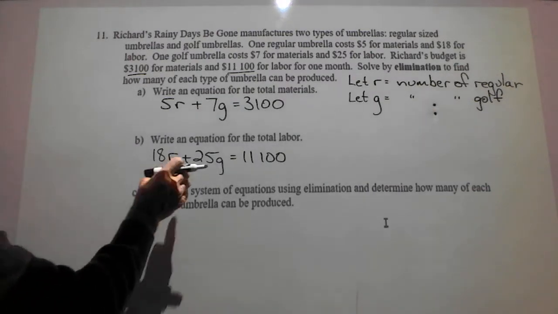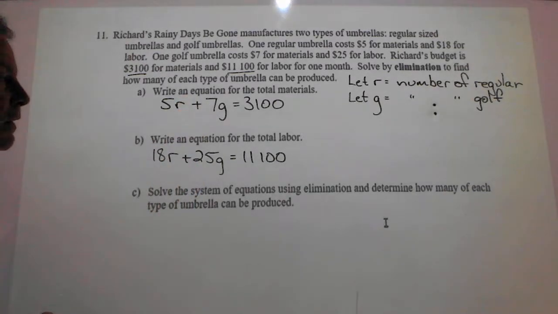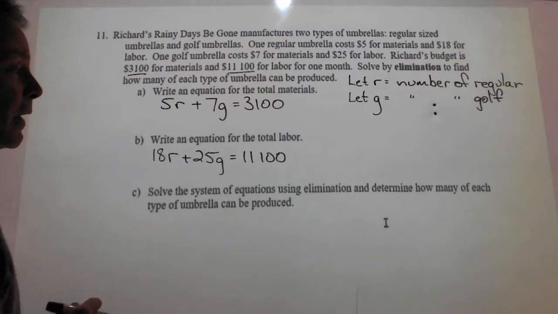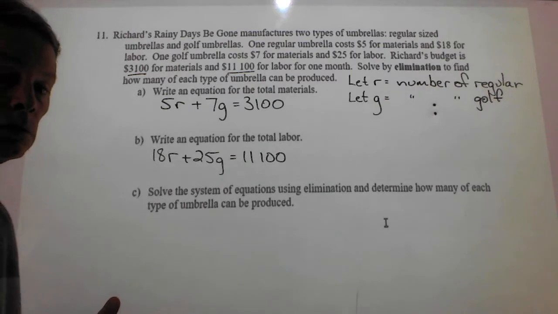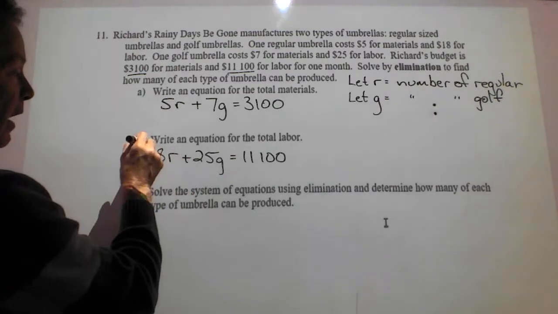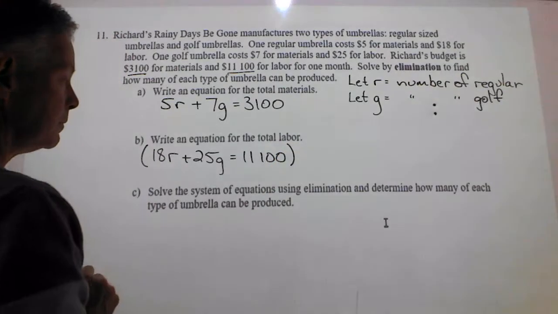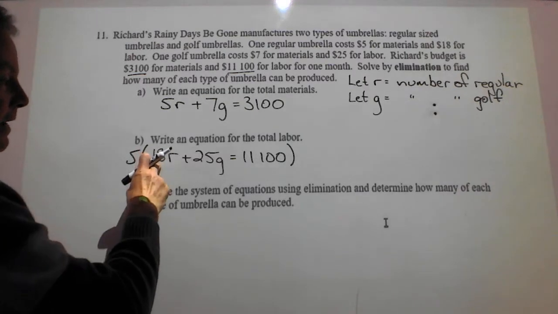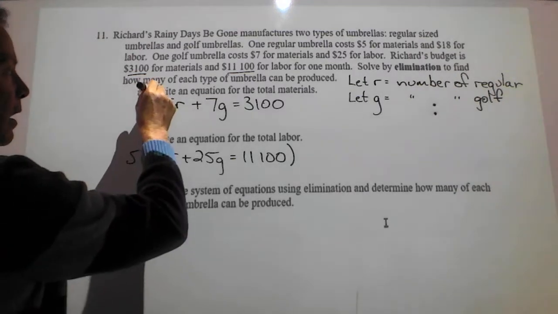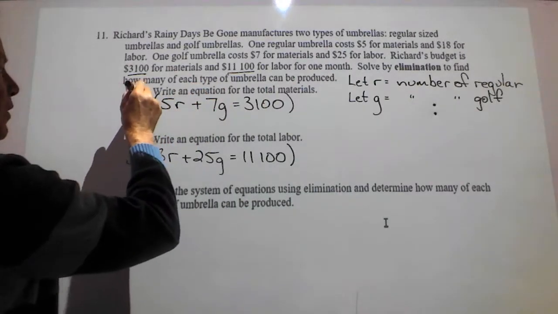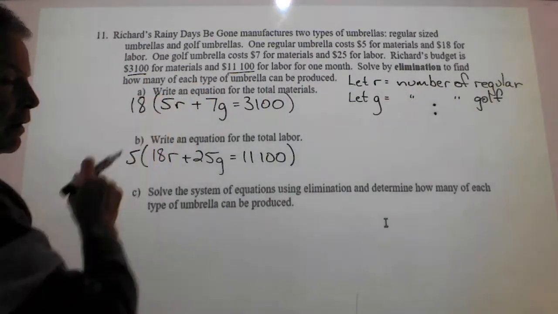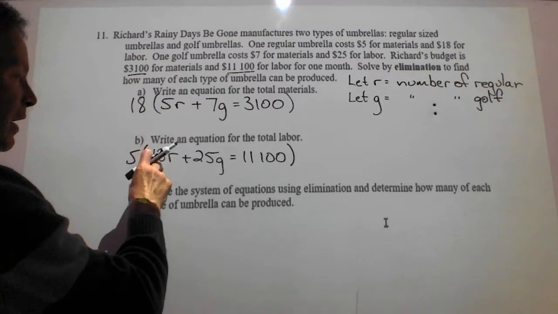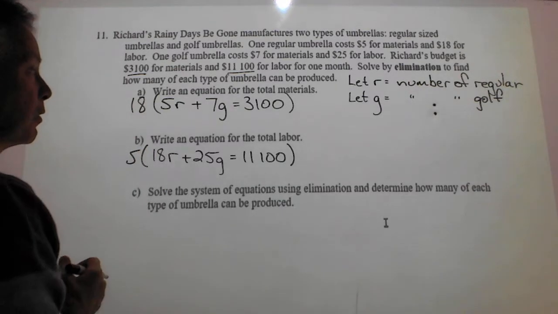So, we've got a couple of equations here that don't really lend themselves all that nicely to elimination, okay? However, if we were to multiply this first equation by 5, that would give us 90 as our coefficient of R. And if we were to multiply this equation by 18, that would also give us 90. Making the coefficient of R the same in both cases, that's the way we're going to go.